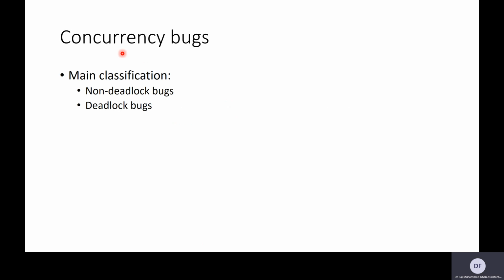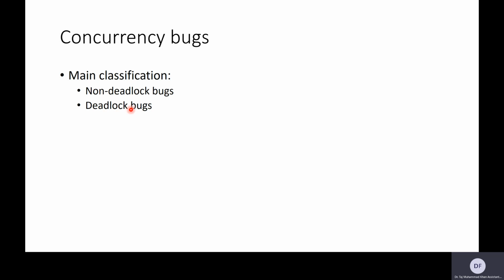So when you are programming using multi-threading, there can be two kinds of bugs. Concurrency and multi-threading are basically the same thing. So concurrency related bugs can be classified into two different categories. One are non-deadlock bugs and the other is deadlock bugs.